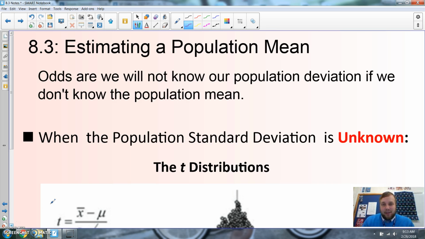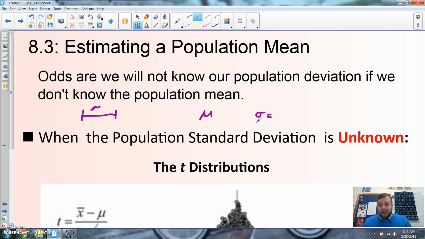Odds are, guys, and I talked about this last section, if we don't know what the true population mean is, we probably don't know what our standard deviation is, right? I mean, confidence intervals are all about saying, hey, I'm pretty sure the mean is somewhere within this interval. Odds are you don't know what your standard deviation is either for the population. Almost never will we know the standard deviation.